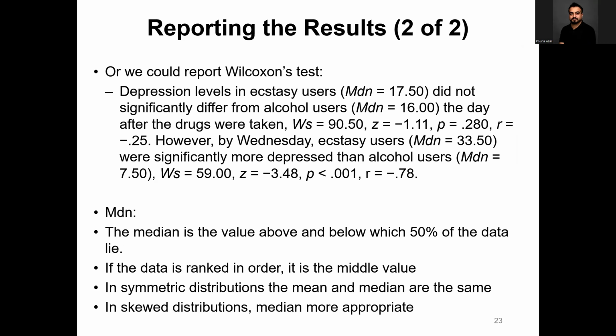And in symmetric distributions, as we saw in the first module, the mean and median are the same. So that's why in parametric tests, most of the time we report mean, not median. But in skewed distributions, median is more appropriate than mean. That's why here in non-parametric tests, we report median rather than mean.